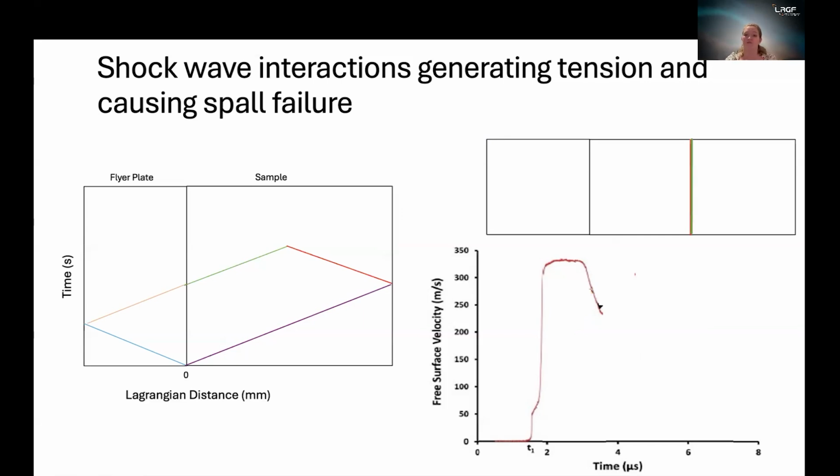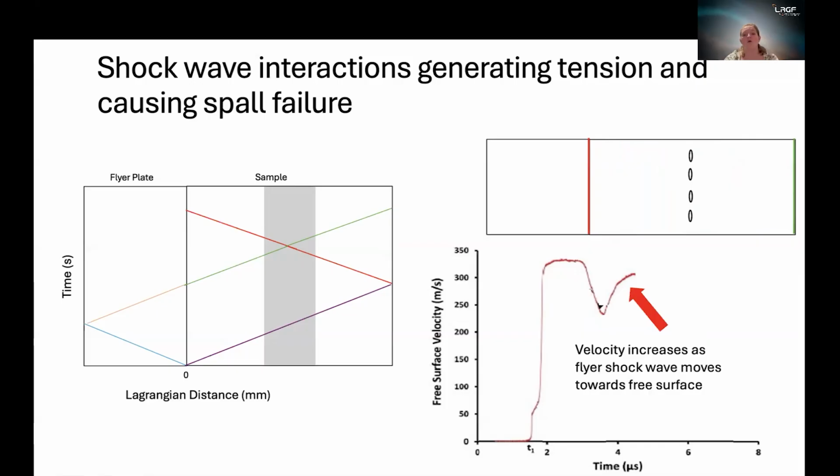And now these shockwaves have reached each other and will cross over each other, which will create a region of tension in the center of our sample. So as they cross over each other, we now have a shockwave that is moving back towards the free surface, which will lead to an increase in the velocity as that flyer shockwave moves towards the back free surface. But we've now also created a region of tension in the center of our sample.